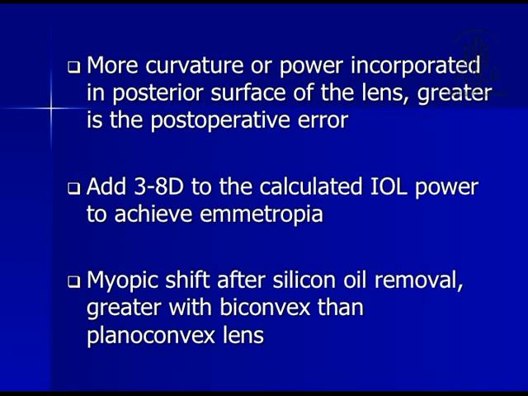8 diopter because it is a biconvex lens and silicone oil would be acting as a more minus lens. But if it is a plano-convex lens, the silicone oil would be acting as a less minus lens. So therefore, the rays would come to a focus accordingly. Myopic shift is, however, expected after you remove the oil, which is greater with biconvex than with plano-convex lenses.